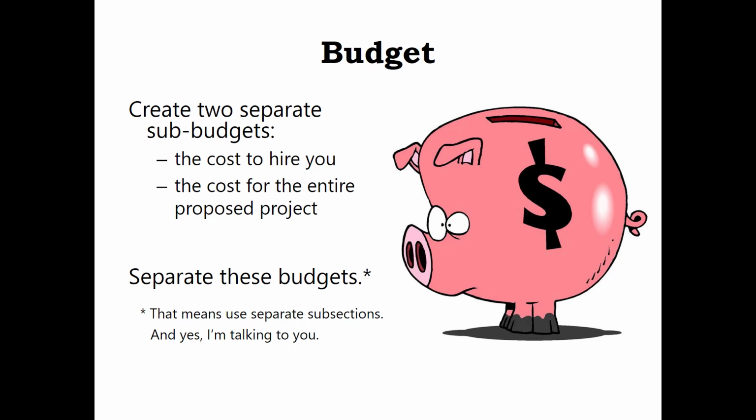Exactly. So, two separate sub-budgets. One, how much does it cost to hire you to research the problem? Separate budget with basic estimates, not detailed, that's what you'll give them in the full report, but basic estimates of, is this project feasible? Do you think it's going to work? And should they even hire you in the first place?